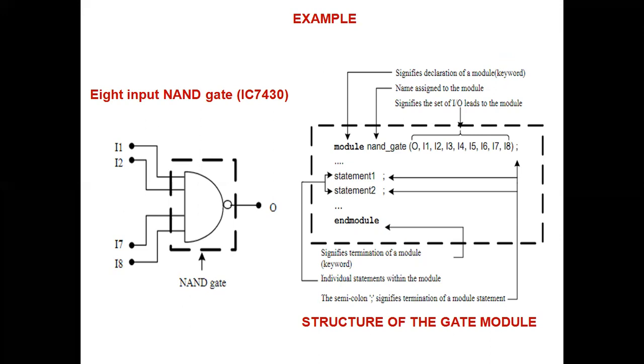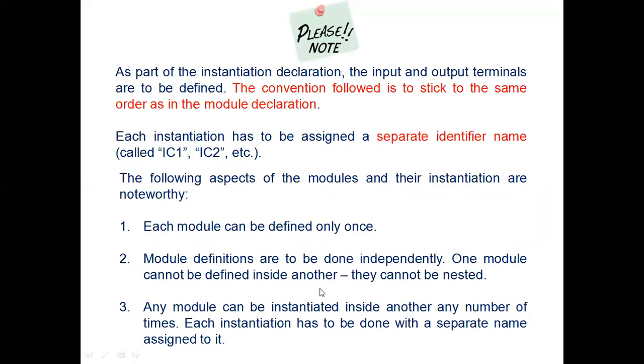If you want to define a module for an OR gate, you have to define it separately, independently. But you should not define the module for the AND gate or the module for the OR gate inside this module. That means one module should not be defined inside another module. Module definitions cannot be nested. Module definitions are to be done independently. One module cannot be defined inside another. They cannot be nested. This is very, very important.